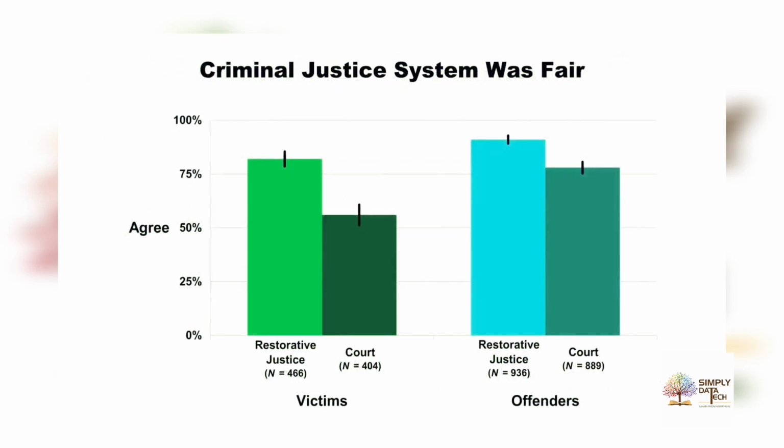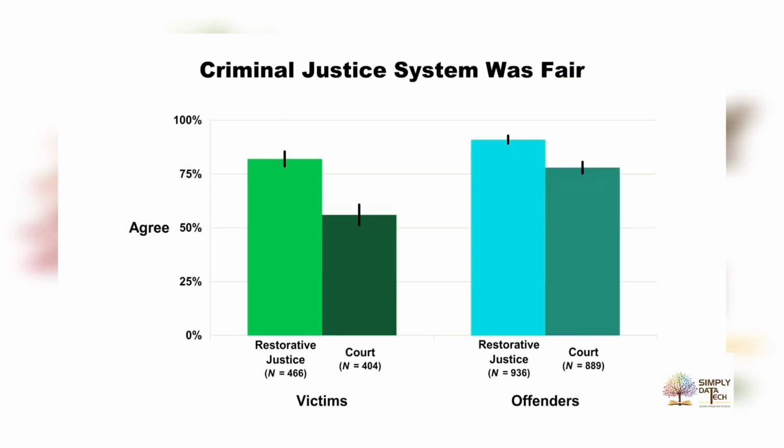This is judgments about whether the criminal justice system was fair. The 2 bars on the left are victims. The 2 bars on the right are offenders. And for each group, on the left are people who participated in restorative justice or victim offender mediation or mediation for crimes. And for each set on the right are people who went through standard criminal procedures. It says court, but it usually means plea bargaining. Anyhow, it's really easy to see that in both cases, the restorative justice bar is higher. People were more likely to say it was fair.